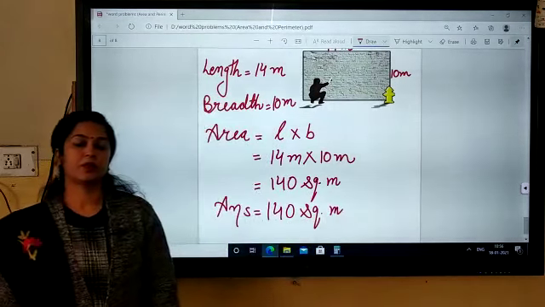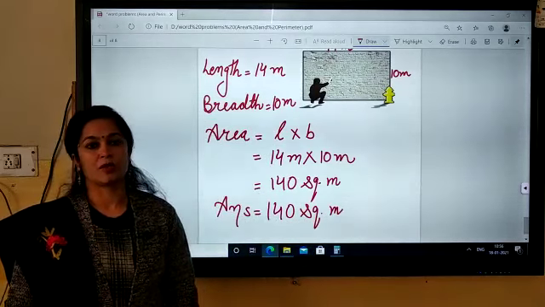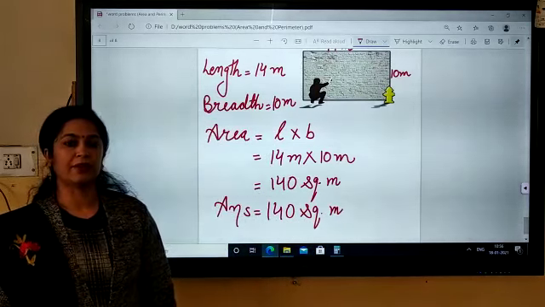Dear students, like this you will try to solve the given word problems by yourself in your notebook.